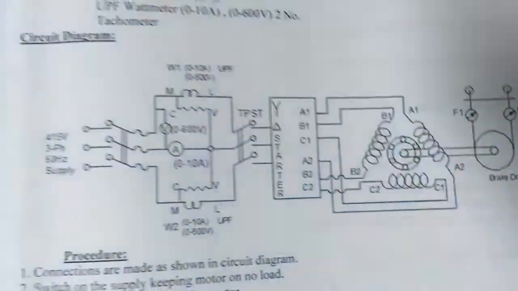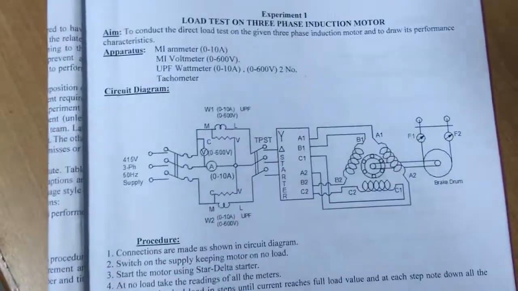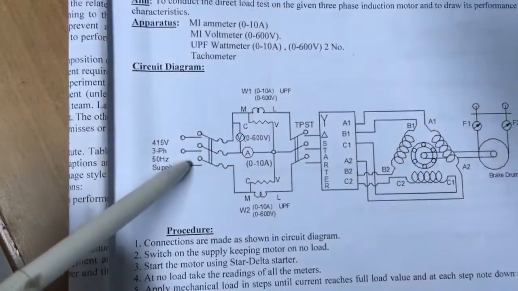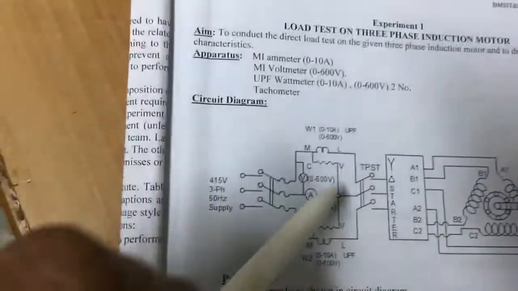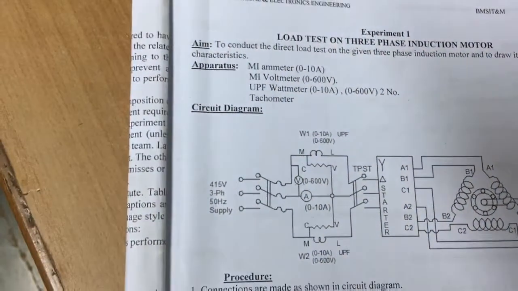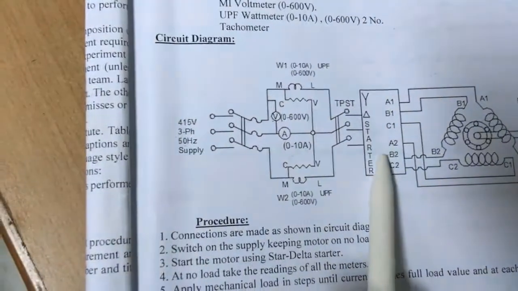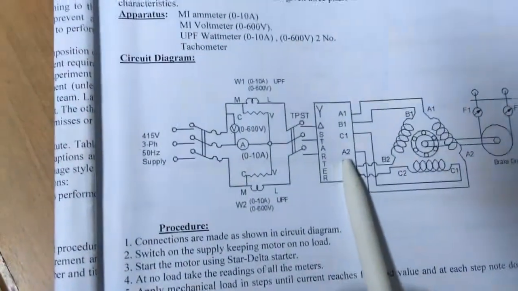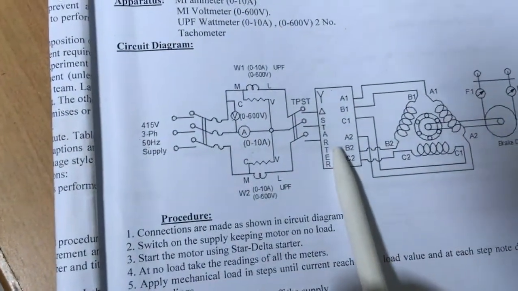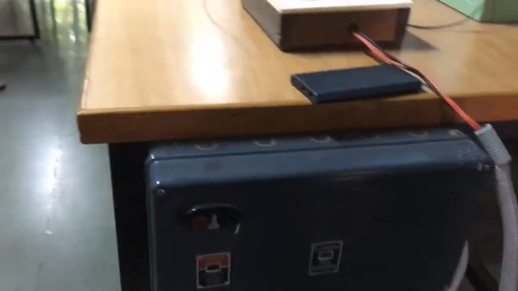This shows the connection diagram. In the connection diagram, this is the supply switch, which we use as the MCB. These are the wattmeter, ammeter and voltmeter connections. This is the 3-phase star delta starter. The star delta starter is here at the side of the table.